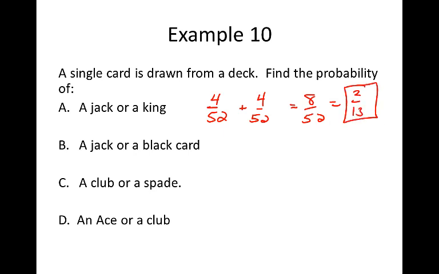So to get a jack or a black card, we're going to have 4 jacks plus, how many black cards do we have? We actually have 26. We have 13 clubs and 13 spades. Both of those are black. But then I need to subtract out the black and the jack. Black cards and jack cards, and there are 2 black jacks.